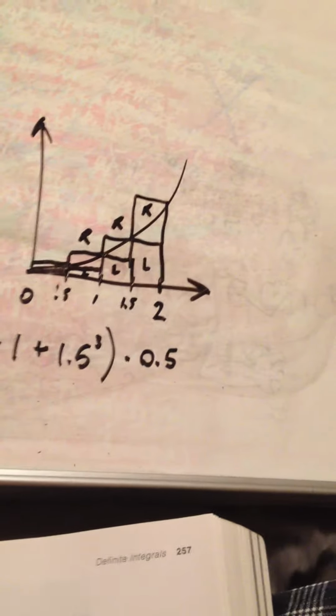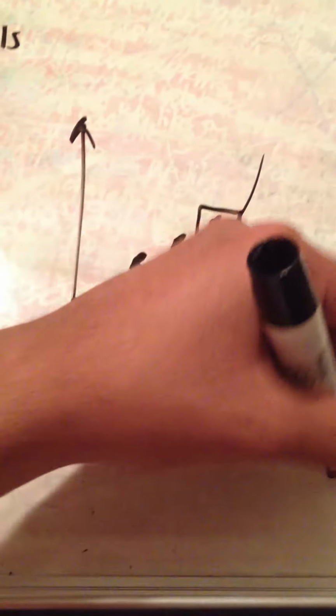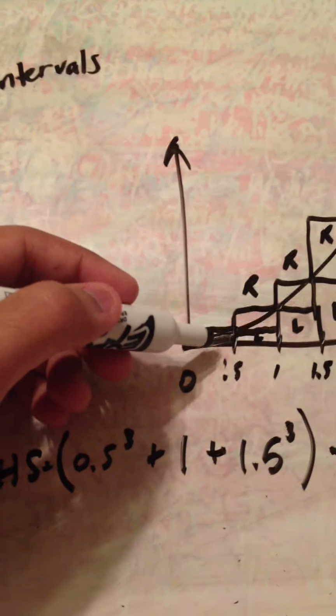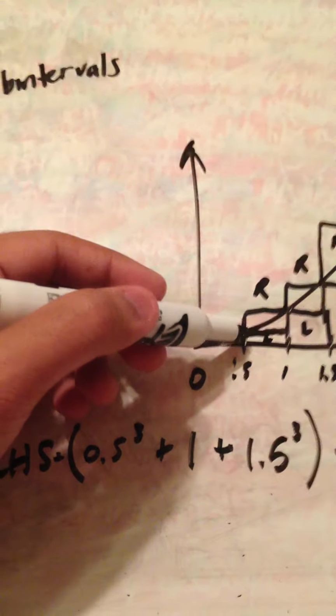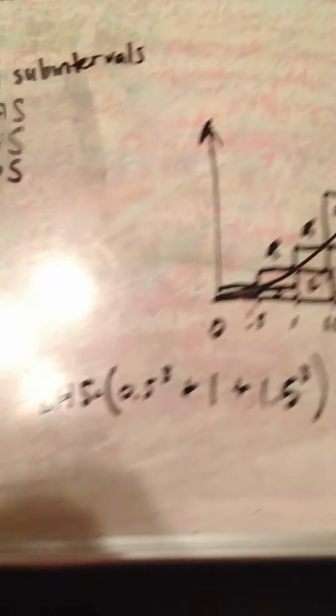And once you do the math for that, you get the value for the left-hand sum, which in this case is 9/4. So that's the important thing you need to understand for the left-hand sum. There's no first one because that's a 0, then it's 0.5 cubed, 1 cubed, 1.5 cubed. Those are the three heights.